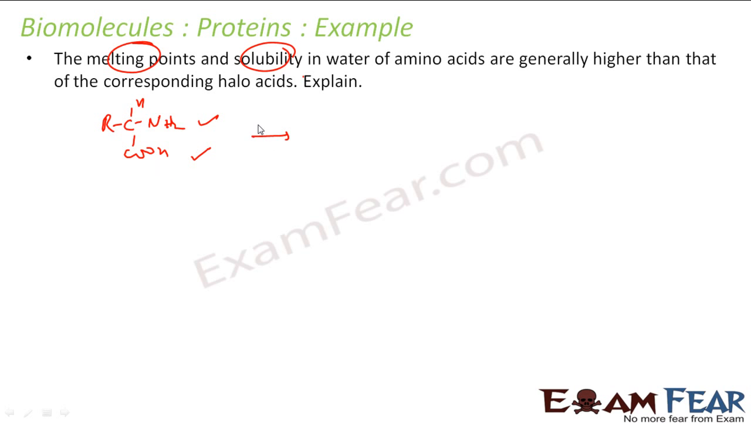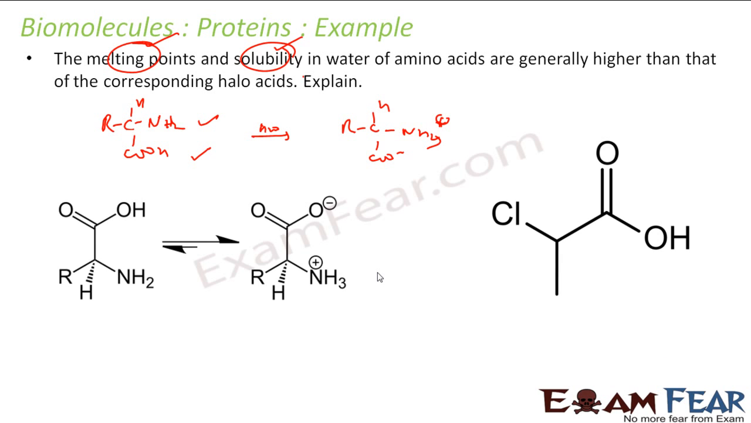In the aqueous medium, it forms a zwitterion, NH3 plus and COO minus. This we have seen. Due to this dipolar behavior, they have strong electrostatic interaction with water, so they have very high solubility. Also, they have high melting point. But any halo acid doesn't have such kind of luxury. This is my amino acid, it forms zwitterion, and it forms more electrostatic interaction with water. It has high melting point and high solubility. But this is my halo acid, it doesn't have such kind of thing.